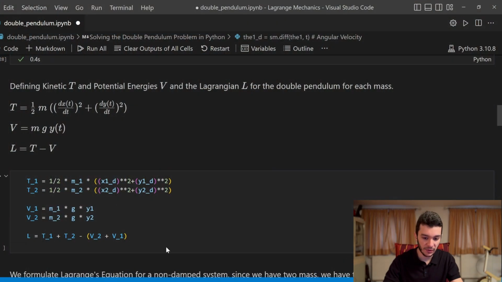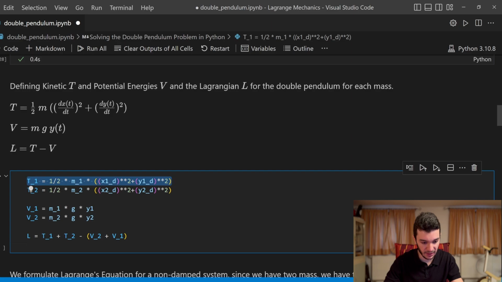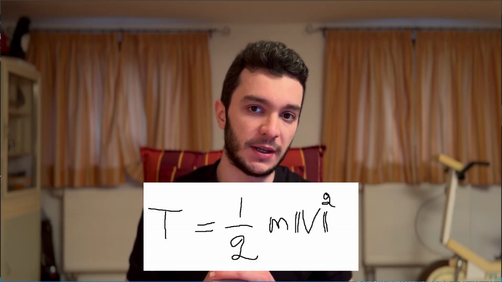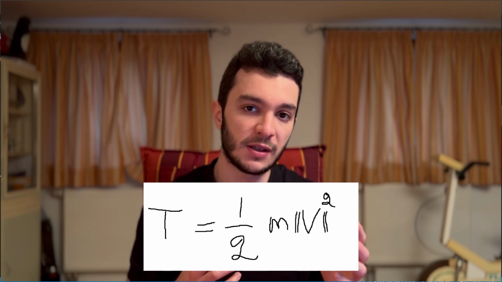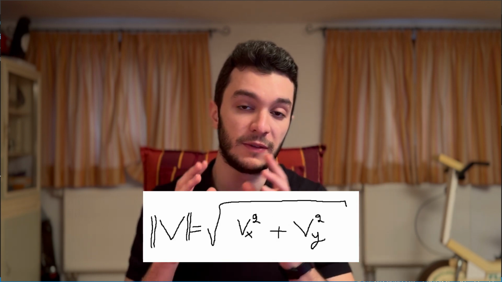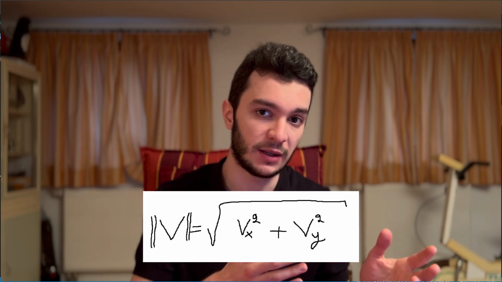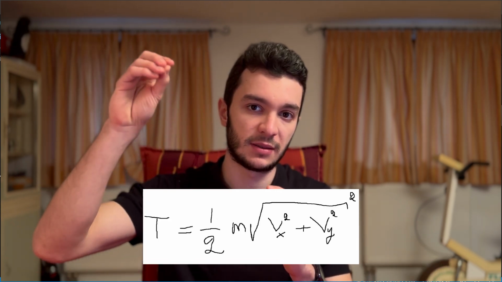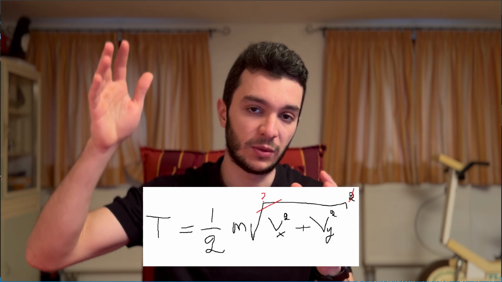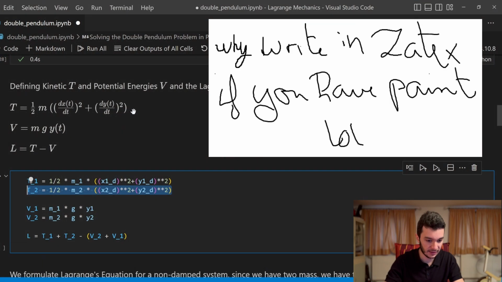Now the next step will be to define both the kinetic and potential energy to get our Lagrangian, which is equal to T minus V. Since we have a double pendulum, so we have two masses, we are going to mention the kinetic energy of the first mass and the second mass. Now the kinetic energy is defined with half m times the velocity squared. Now the velocity is defined with the square root of Vx squared plus Vy squared. So the square root plus the squared, the outer squared will nullify, and we will get this expression right here.